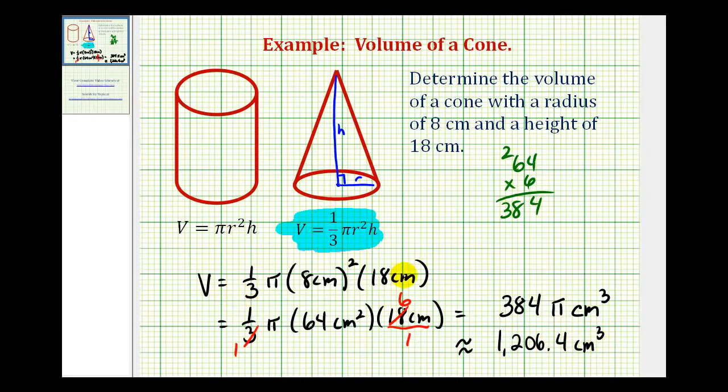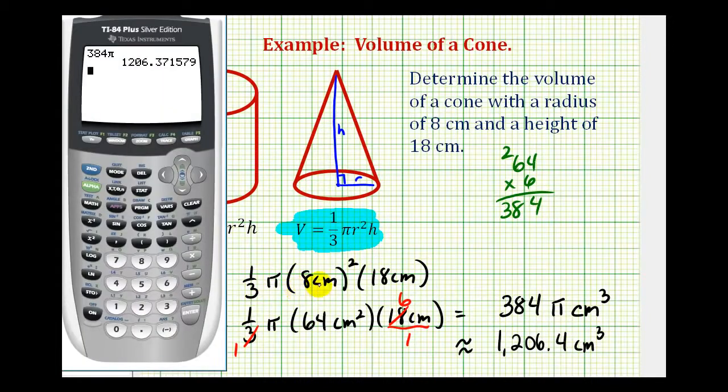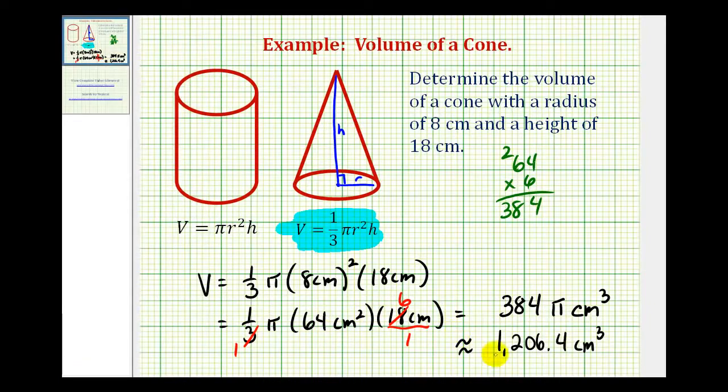But now to verify that we did simplify this correctly, let's go back to the calculator and enter in 1/3 pi times 8 squared times 18. And since we did get the same decimal approximation, this verifies that we did find the volume correctly. So what this tells us is that approximately 1206.4 little cubic centimeters would fit inside this cone. Okay, I hope you found this helpful.